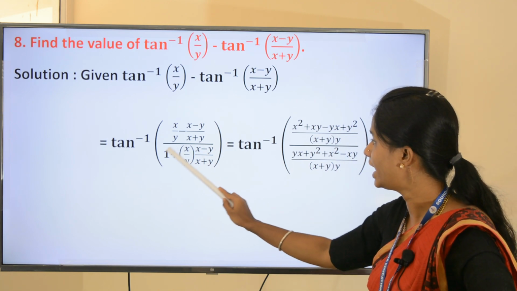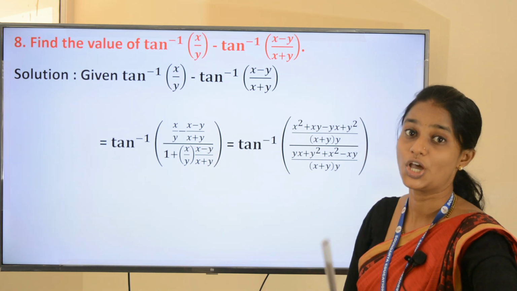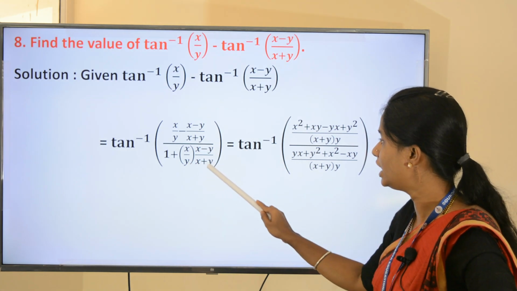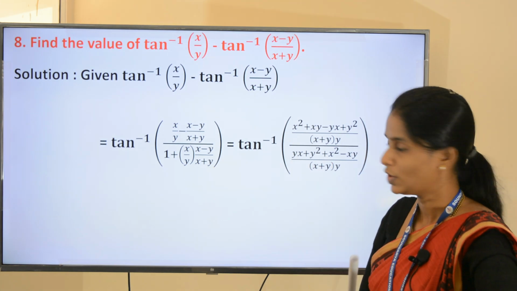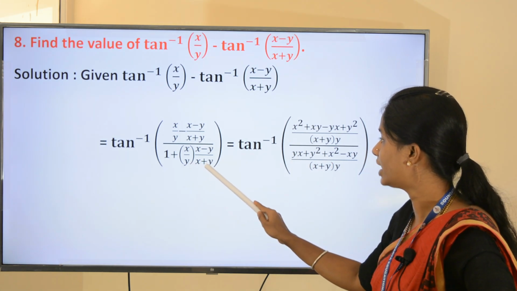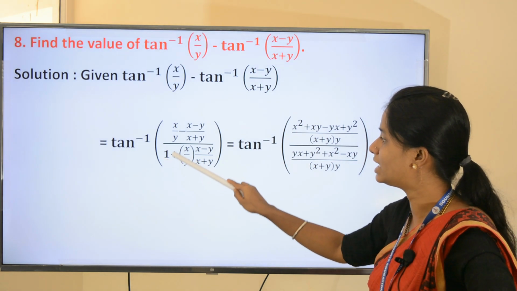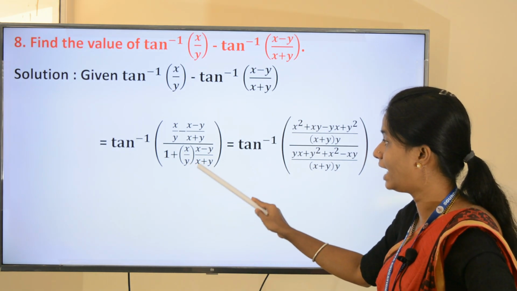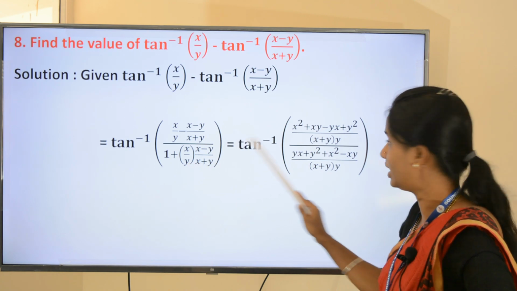Now we'll verify in the denominator. We'll take the LCM once again. LCM is what? Y into x plus y. What do I have to do? Y into x plus y, it is going to multiply with 1. So what will happen, students? Yx plus y square, isn't it?